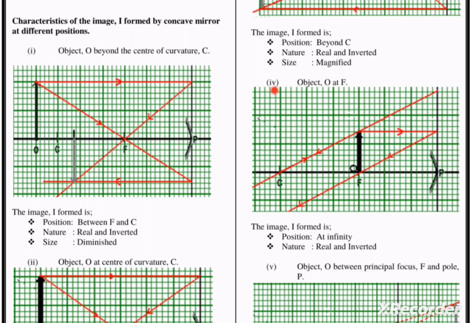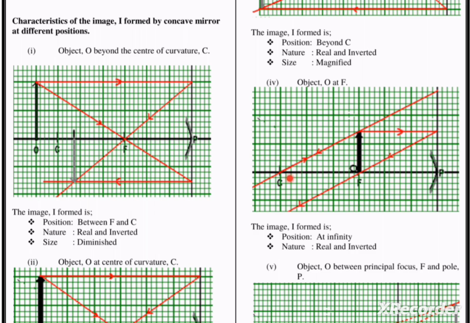So today we are going to continue from the characteristics of images formed by concave mirrors when the object is placed at different positions. Last time we looked at cases where the object was placed beyond the center of curvature and when the object was at the center of curvature. Today we are going to continue with when you have positioned the object at the focal point. So when the object is placed at the focal point, these are the two guidelines that we shall use.